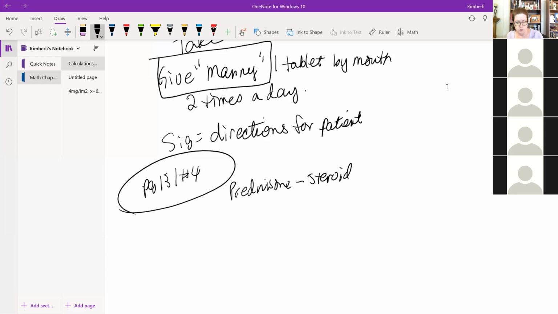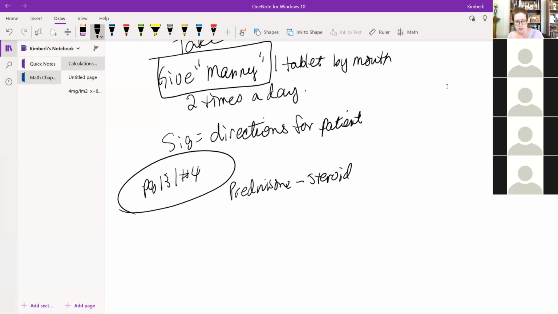So what they usually do is they start out with a high dose and they taper it off as the patient takes it. So they're going to give 40 tablets. And then the SIG says 1 tab PO QID X4D, 1 tab PO TID X4D, 1 tab PO BID X4D, and 1 tab PO daily times 4.